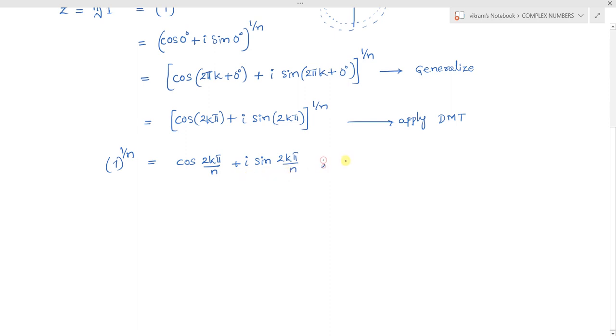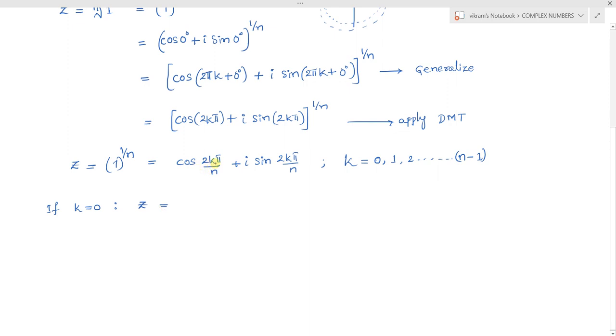Here, which k values have to be taken? Initially k equals 0, next k equals 1, k equals 2, up to n values. Starting with 0, it has to be 0, 1, 2 and so on; n values means k goes up to n minus 1, and then we obtain the required condition. Now we are finding the roots. If k equals 0, what do we obtain? z equals, for k equals 0, what is it?